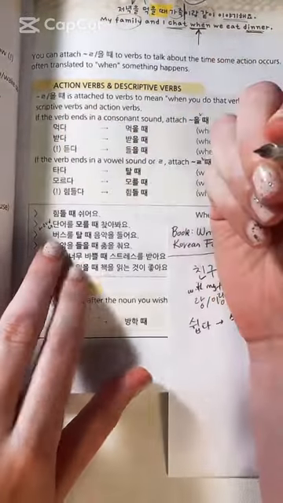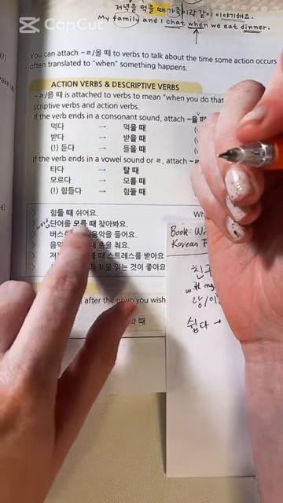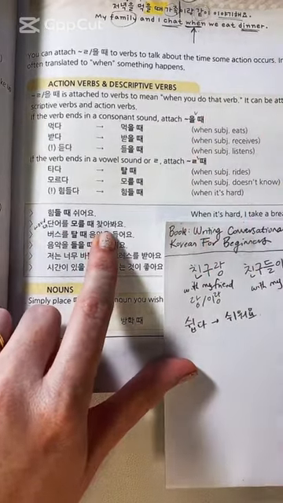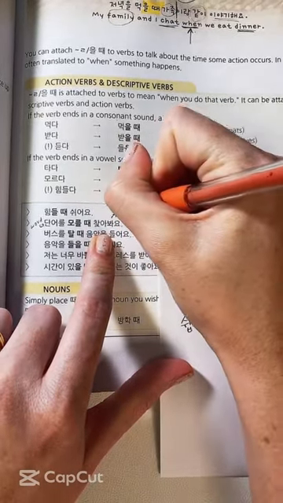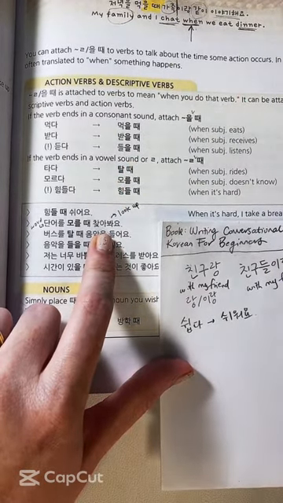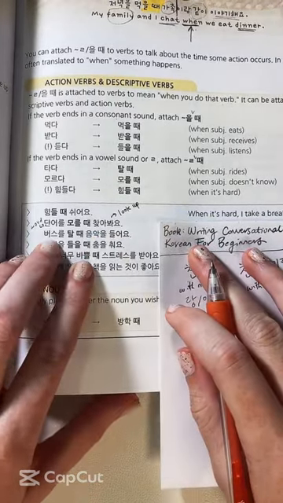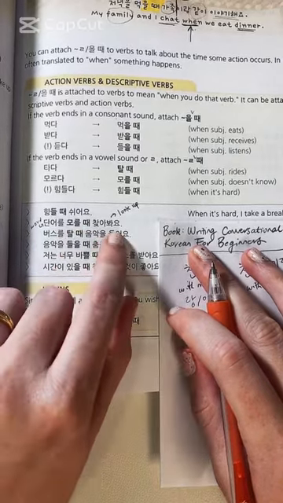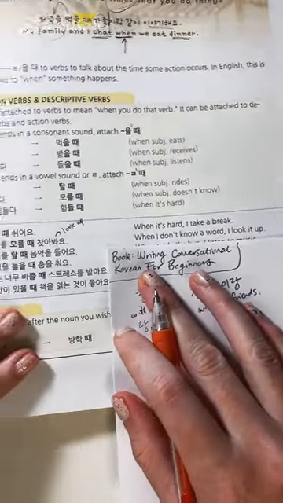단어 means word. So 단어를 모를 때, when I don't know a word, a 단어, I 찾아봐요. 찾아봐요 means to look up. So if you're searching on the internet or something like that, that's 찾아봐요. You're looking something up or finding something out, or searching, yeah. When I don't know a word, I look it up or I search for it, maybe with a dictionary or something like that.